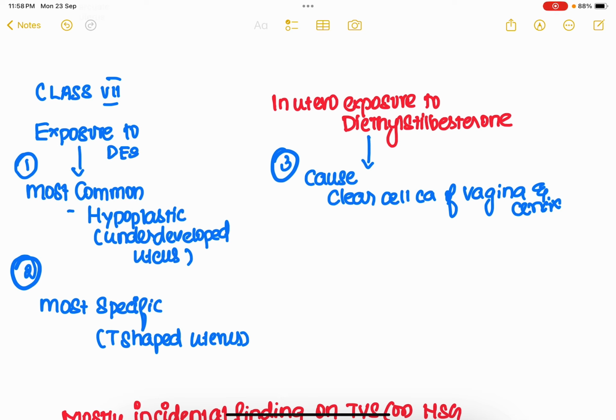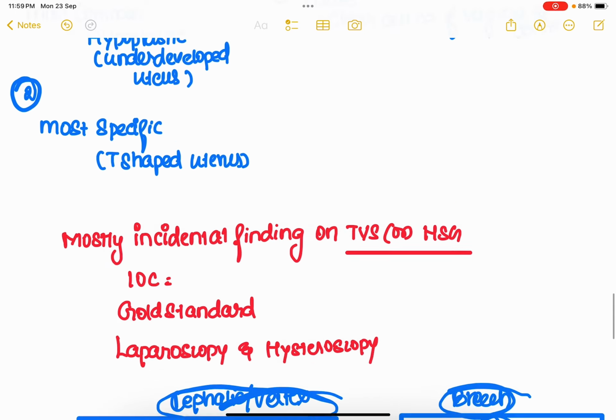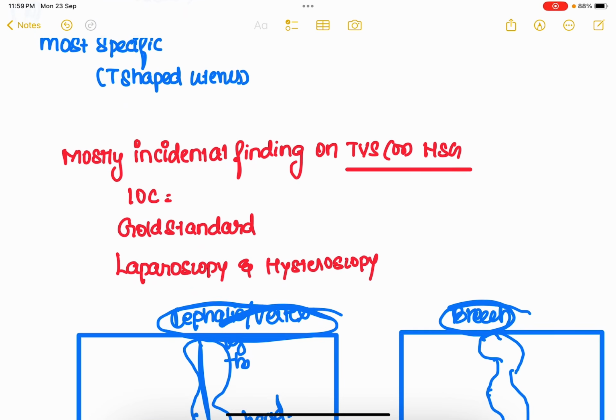So this is all about in utero exposure to diethylstilbestrol. Earlier it was stated that in all female fetuses exposed to diethylstilbestrol in the intrauterine period, renal anomalies are more common. But recently it has been stated that there are no chances of renal anomalies in fetuses exposed to diethylstilbestrol in intrauterine life. So now let's discuss the investigations.